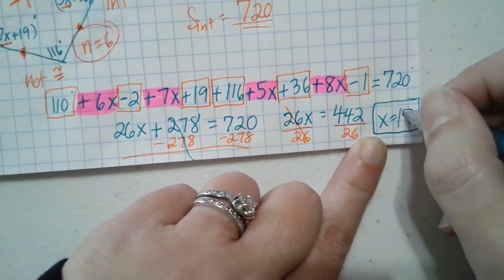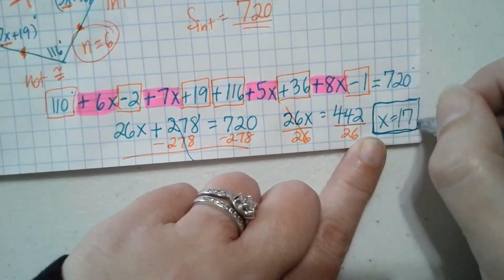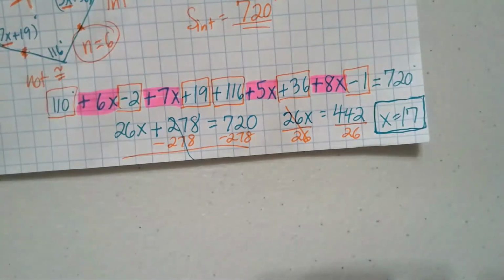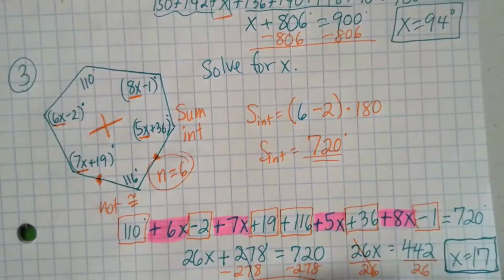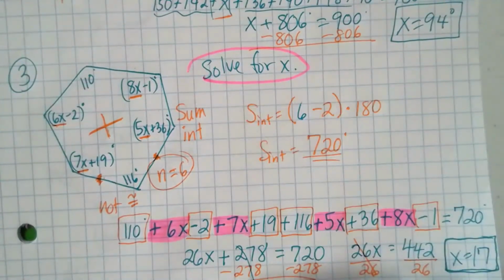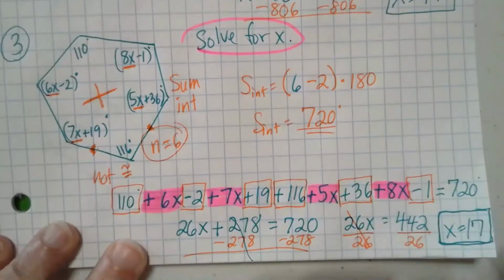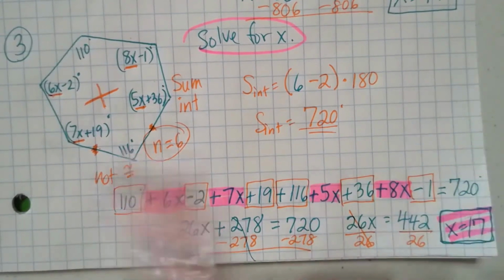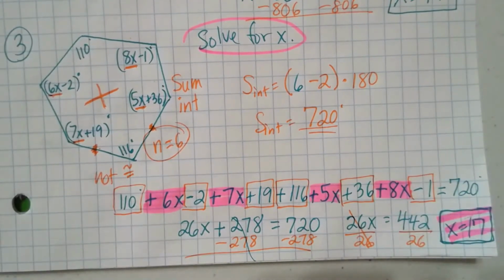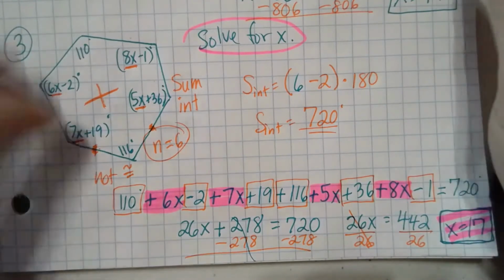X is 17. Okay. My last step is go back and check the question. Did we answer what the question was asking us for? So in this question, they were asking us to solve for x. We found x to be 17, so we're good. Every now and then, they're going to ask you to plug that back in, which I think we'll have on the next one.